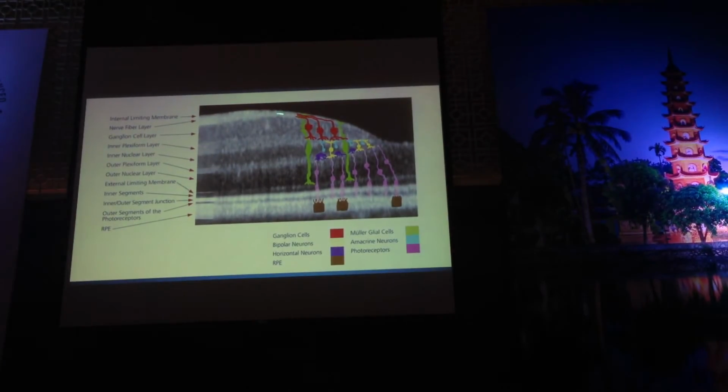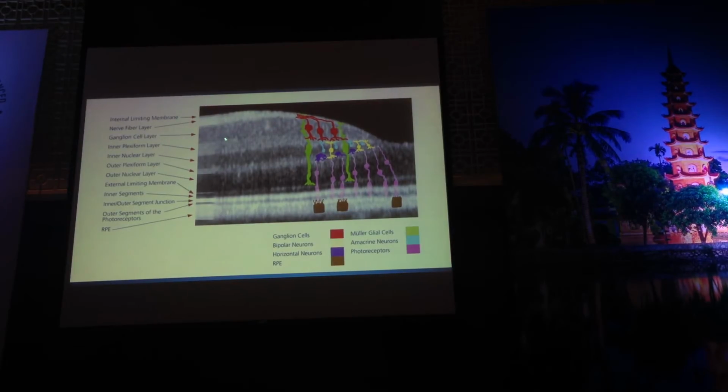Up here is the internal limiting membrane, and the nerve fiber layer is very highly reflective. Actually, it's the nerve fiber of the ganglion cells. Next to that is the ganglion cell layer, which is the nucleus of the ganglion cells. The red color here is the ganglion cells.